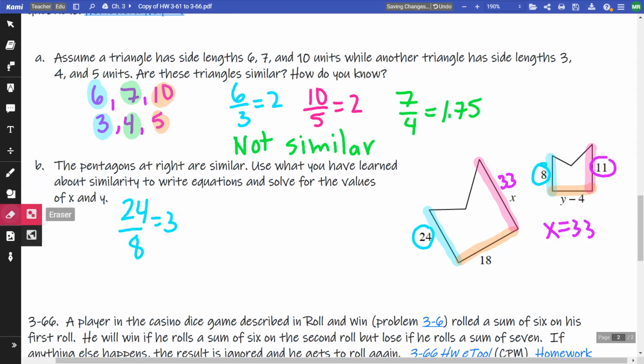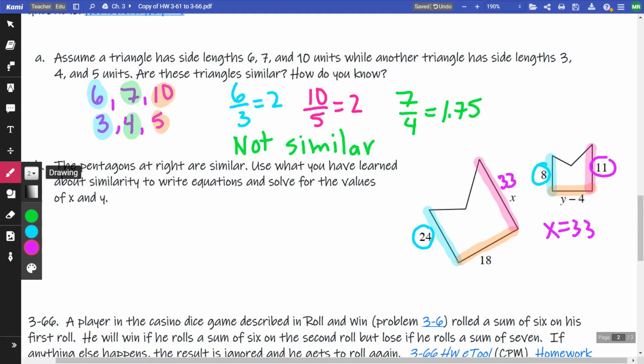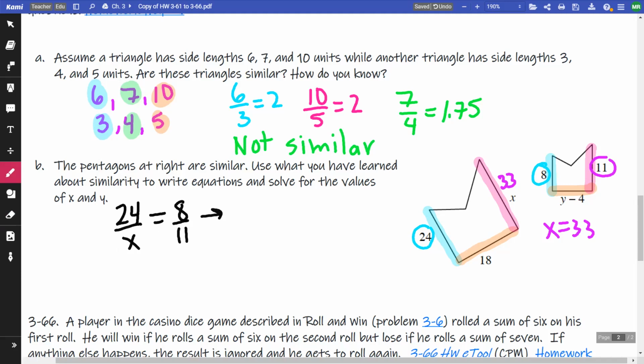Now I could also have set up a ratio. So I could have set up that 24 over X is equal to 8 over 11. Cross multiply, and I get 8X is equal to 24 times 11, and 24 times 11 is 264. Divide that by 8, and I got that same 33.